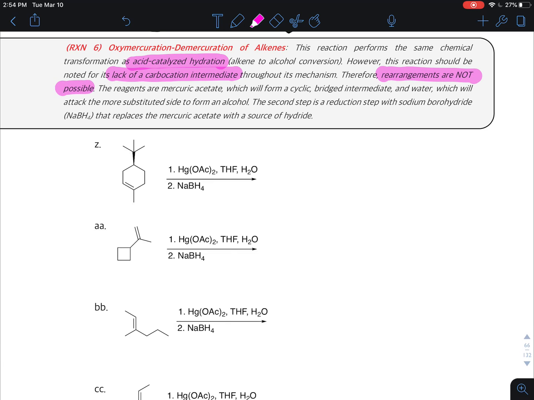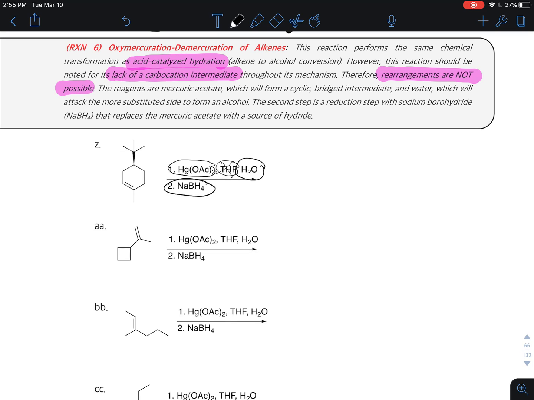Okay, so let's just talk about the specific reagents that we have here. So this is mercuric acetate, Hg(OAc)2, okay? And we have THF, which is just an inert solvent, which isn't going to really react, so don't get concerned with that. And water is going to come in and attack, and that's going to form basically our alcohol. And step 2 is sodium borohydride.